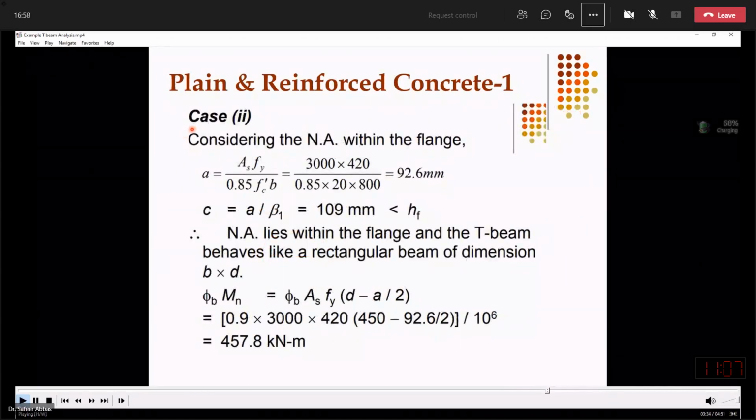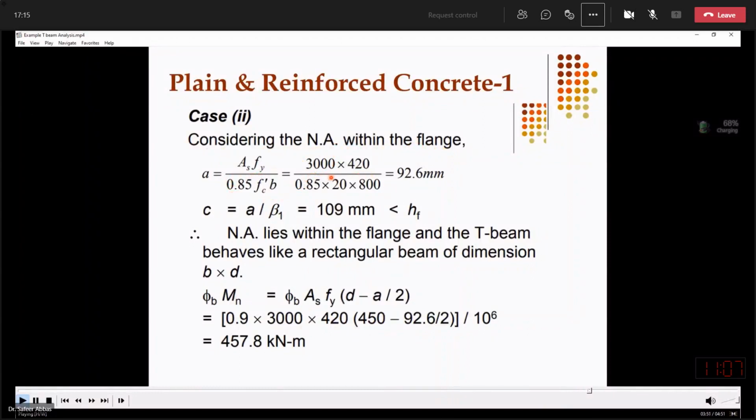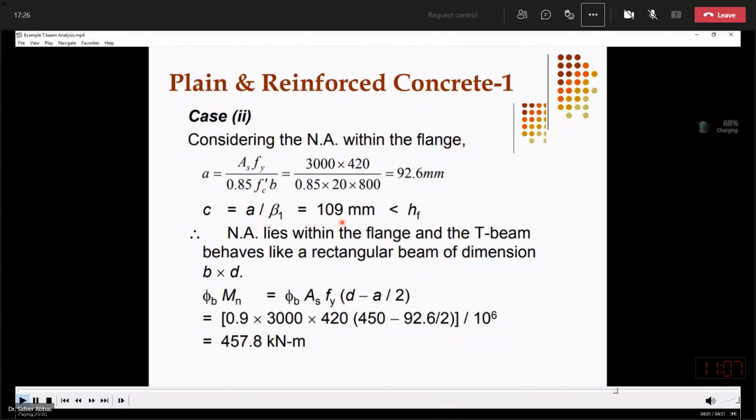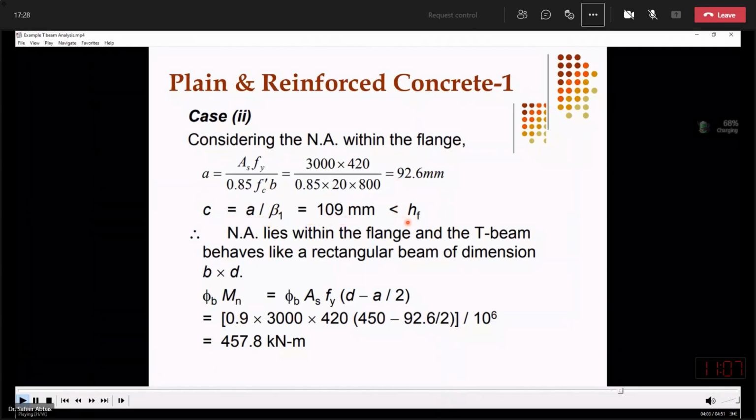Now we need to calculate the moment capacity for case number 2. Again, we assume that the neutral axis is within the flange. So a equals As fy divided by 0.85 fc' b. As this time is 3000. If we plug in all these values, we will get a equals 92.6 millimeter. Now c equals a divided by beta 1, which is 109 millimeter, which is less than hf.